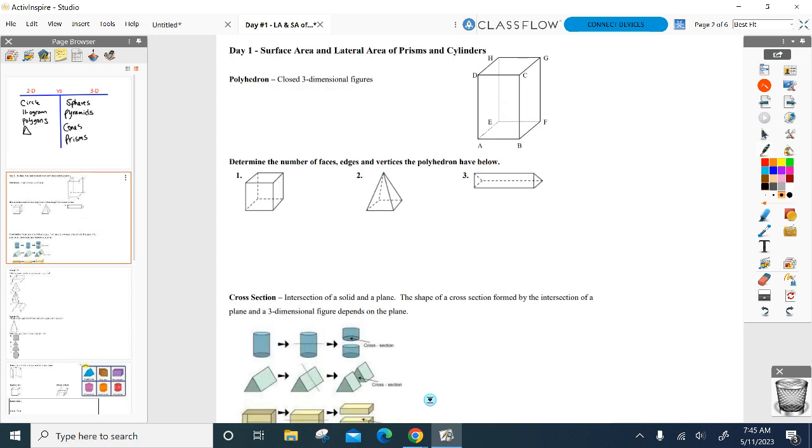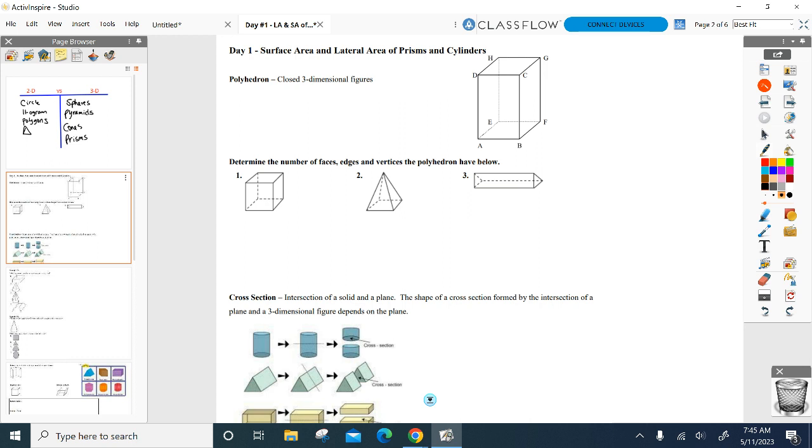Before I even get into surface area, I want to make sure we are clear on some vocabulary. This is called a polyhedron. A cone and a sphere are not. Any four-sided figure is a quadrilateral, while any of these are called polyhedrons. Every polyhedron has a face, edge, and vertices to it. Face, edge, and vertices.